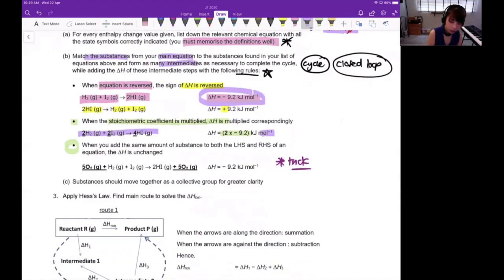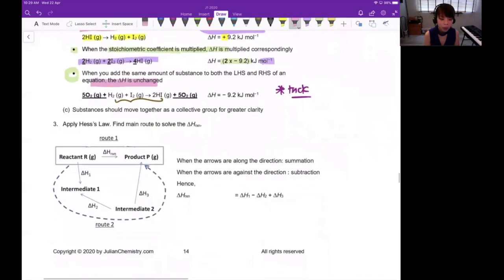Whenever you have a species that you need, but it's not found in the main equation, you have to add it on. When you add it on, make sure you add it to both sides of the main equation so that it is cancelled off, and basically the equation will still be the same as your reference. So when adding species to both sides of the equation, the delta H remains unchanged. This is a very useful trick to complete our cycle. Now, substances should move together as a collective group. Later on, I'll show you what this is.